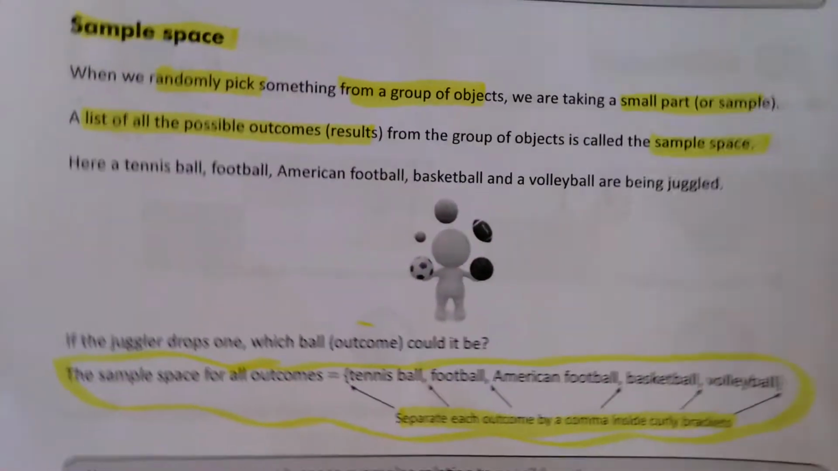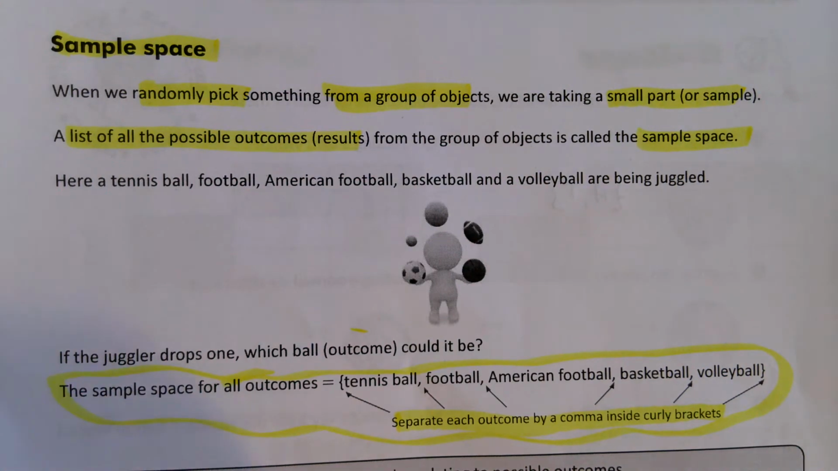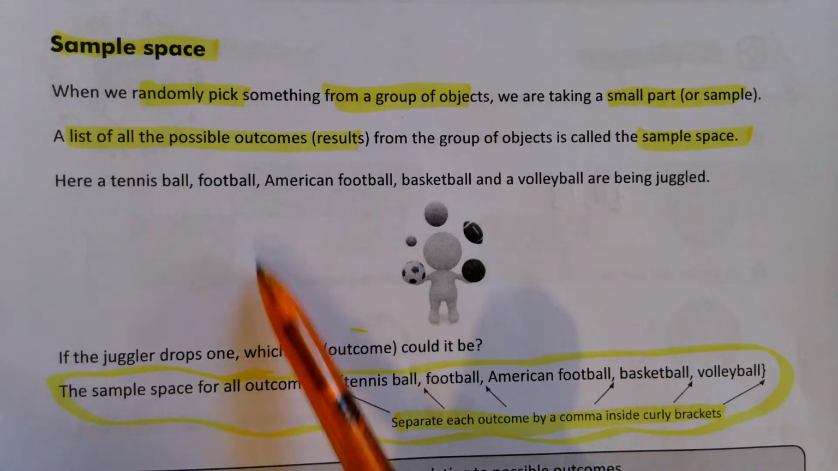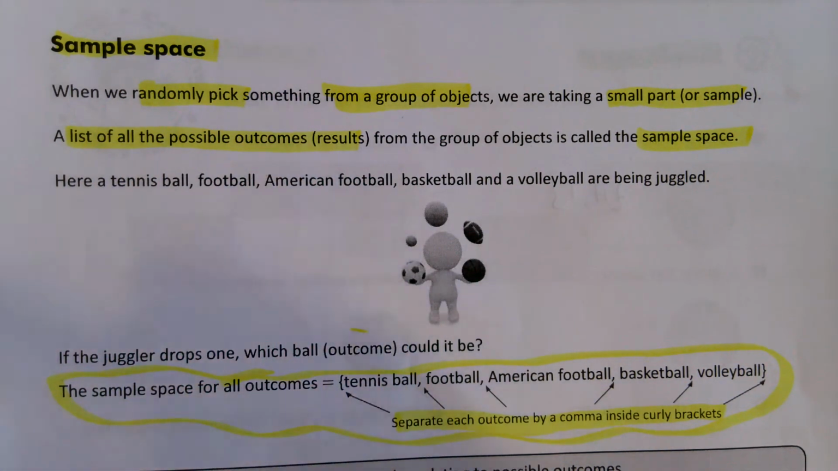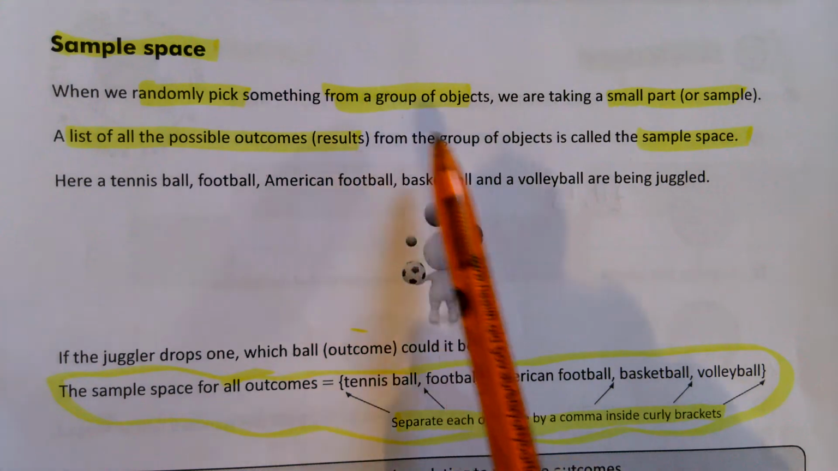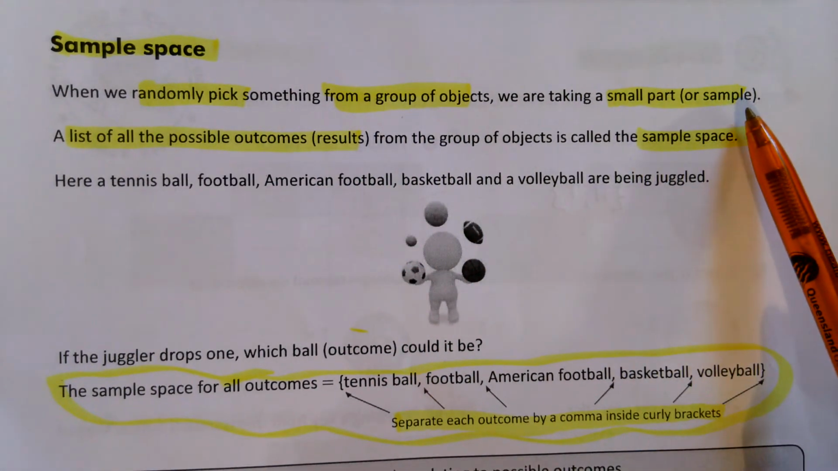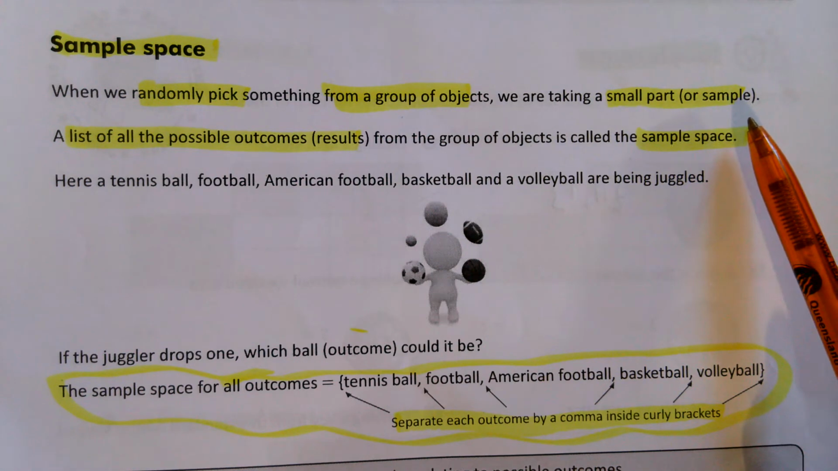Okay, sample space. We need a sample space when we randomly pick. That means we have not looked first, blindfolded, or we just didn't look inside from a group. There are more than one objects there and we're taking a small part. We call that sample when we are doing probability.